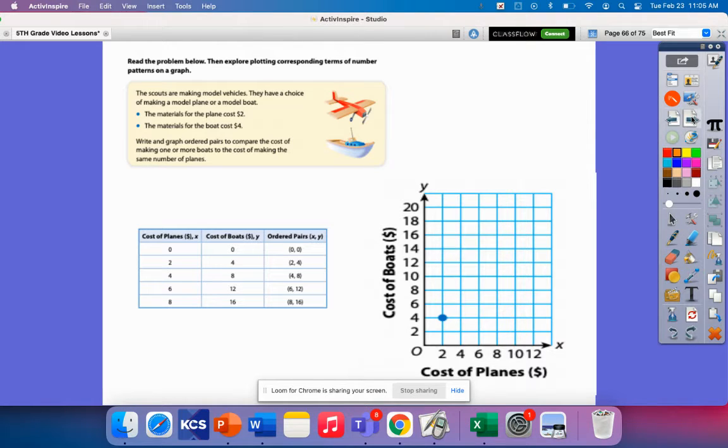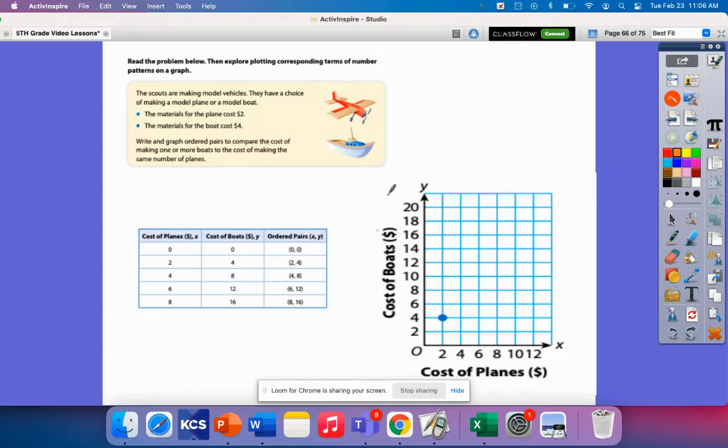It says the Scouts are making model vehicles. They have a choice of making a model plane or a model boat. The materials for the plane cost $2 and the materials for the boat cost $4. Write and graph ordered pairs to compare the cost of making one or more boats to the cost of making the same number of planes.